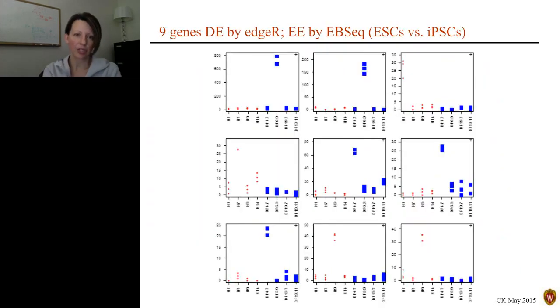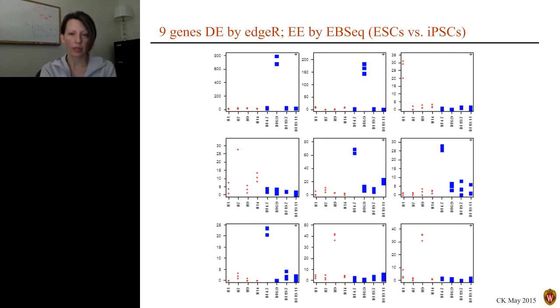Here are 9 genes that are called differentially expressed by EdgeR, but they're called equivalently expressed by EB-seq, and the EB-seq 18-component mixture model identifies them as having a very high posterior probability of being in the equivalently expressed with an outlier category. And so you can see for genes like this, I think we would have to agree that this thing looks not differentially expressed. It looks like it's equivalently expressed, but it was probably called because it had an outlier.